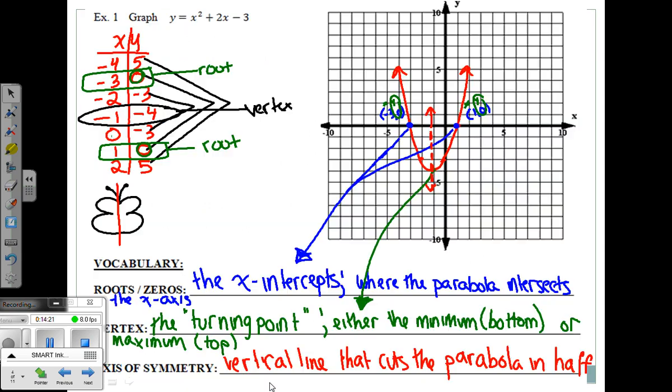The coordinates of the vertex, we already saw that the vertex is this point right here. So now we just have to say the coordinates. We see it in the table too. That's -1, -4.